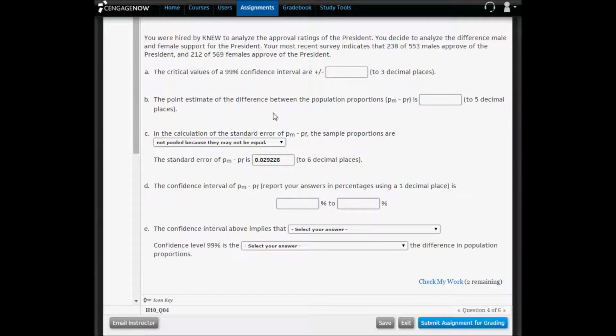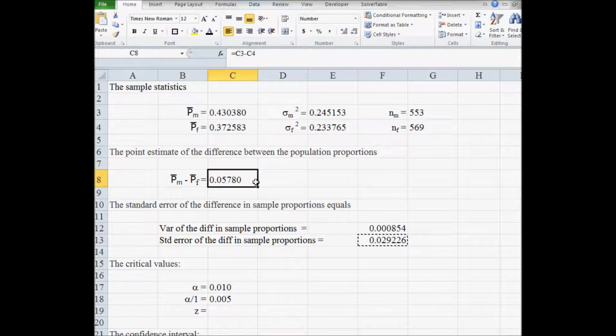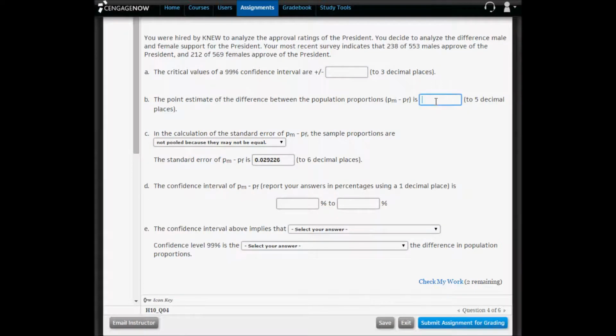The answer that's supposed to go into part B, the point estimate of the difference between population proportions, has to be to 5 decimal places. And this is to 5 decimal places. So we're going to copy that back into Cengage Now.